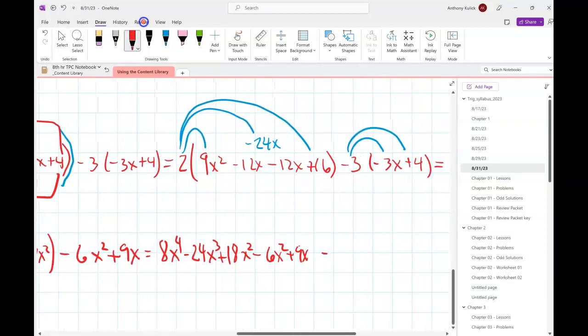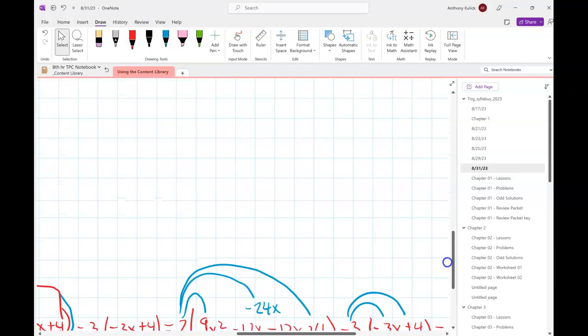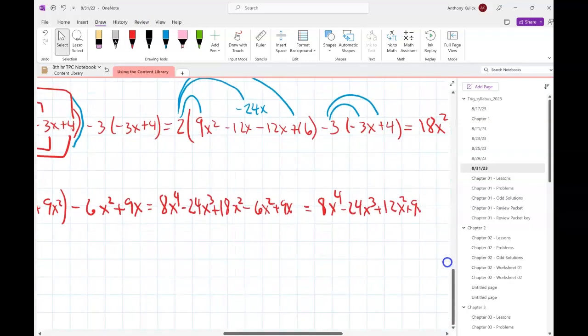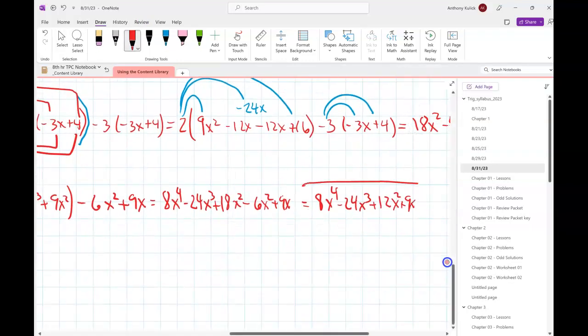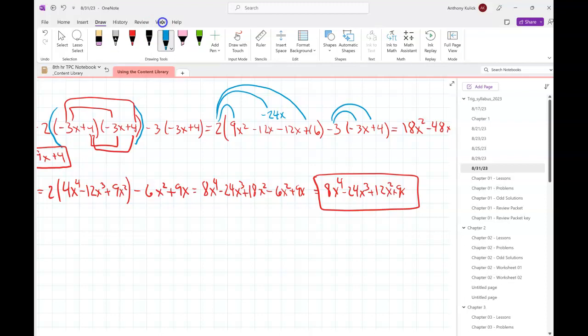So the 18x squared and the minus 6x squared are like terms. I combine those together for a final answer of 8x to the fourth minus 24x cubed plus 12x squared plus 9x. And I'll pause here because I see lots of pencils moving. I did that kind of quick.